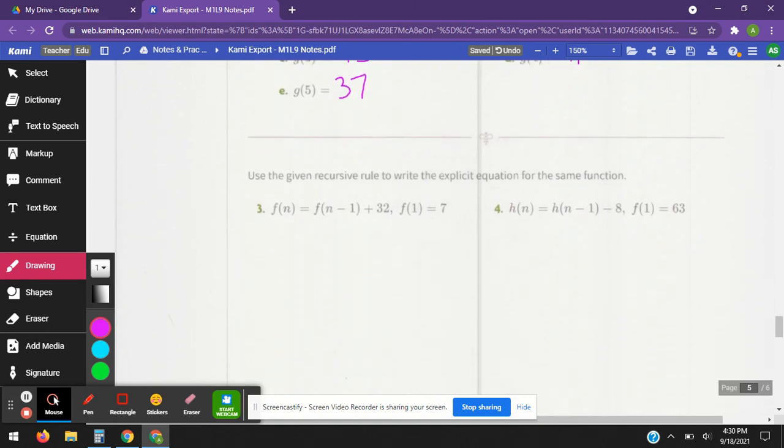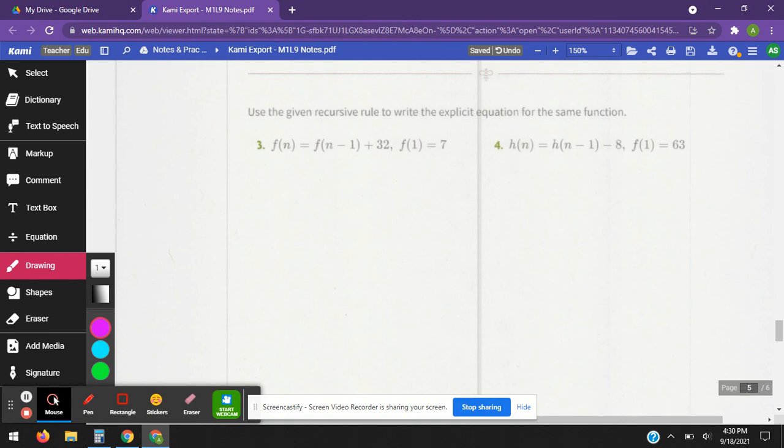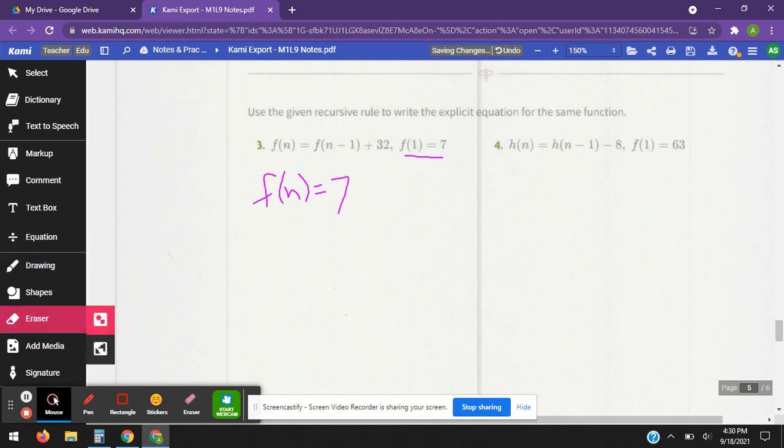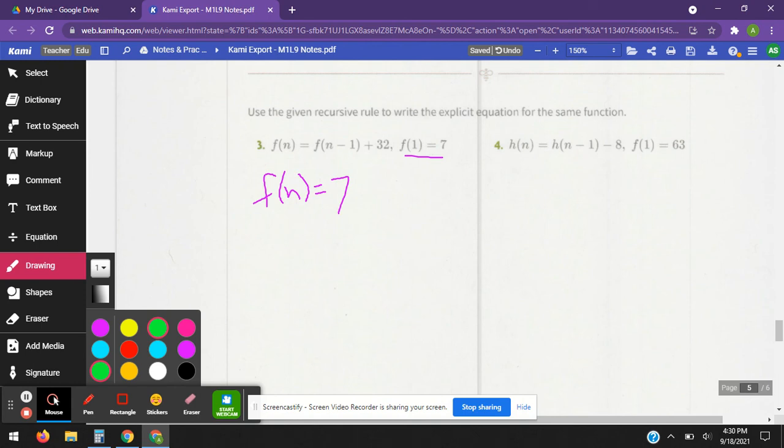All right, use the given recursive rule to find an explicit equation for the same function. Well, I start with 7. So f of n equals 7. And it looks like I'm going to add 32 each time. Let's go ahead and use different colors for this. Plus 32. And since I'm doing n, I need to take away 1 because the first term, the 7, doesn't need a 32 added right away. It's the next one that does. So there we go.